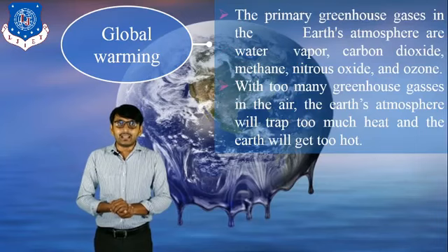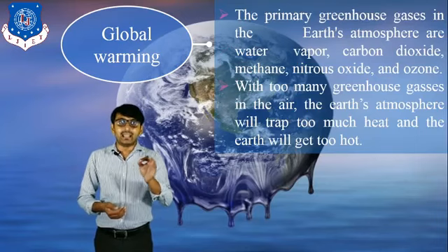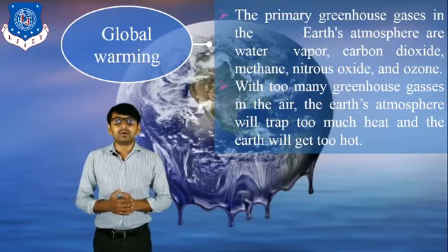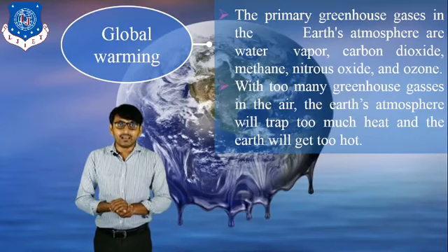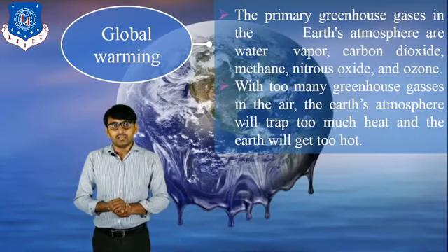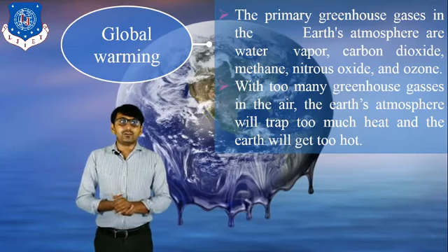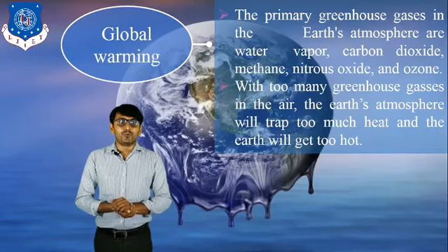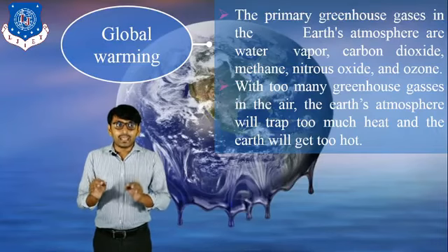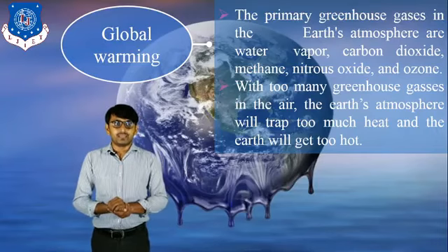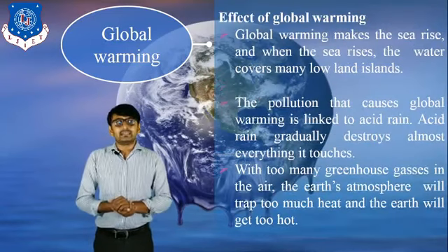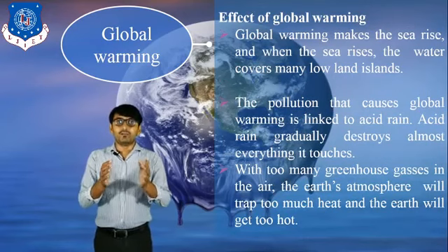The primary greenhouse gases in the earth's atmosphere are water vapor, carbon dioxide, methane, nitrous oxide and ozone. With too many greenhouse gases in the air, the earth's atmosphere will trap too much heat and the earth will get too hot. Now we discuss some effects of global warming.